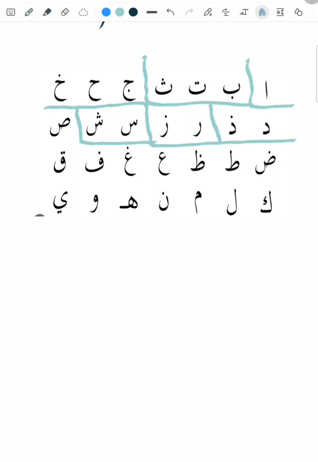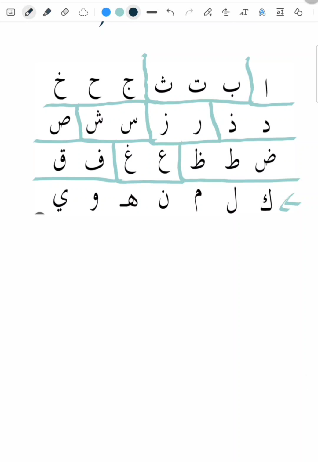Can you see this arrow? Here's the arrow. And some has a line. Okay, but the egg is the same, the egg shape. Ayn, ghain, fa, qaf. And these don't look like anything else at all. What we will do here is take each one and show you something fun.